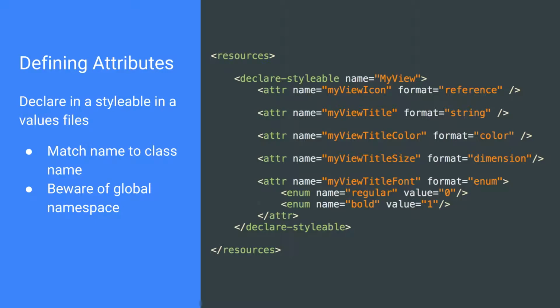Second, you're going to go through and define an attr for each single one. Basically, you give it a name and then you give it a format. Format is just going to be one of the things that we mentioned in the previous slides. You just define what the type is and you give it a name.